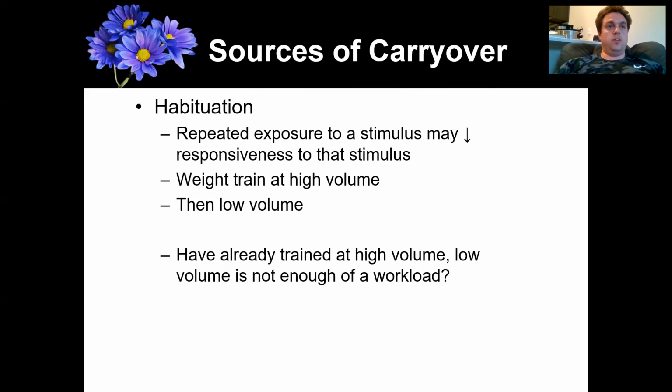If you're used to training at a high volume, meaning you do more sets and more repetitions of a certain exercise, and then you transfer over to low volume, so you're training less, well, you're going to be less responsive to training overall. Going from a more involved training program to a less involved one is going to make you less responsive than you might normally be, because you've already adapted to training at a higher volume. To go and do less than that is going to make you less responsive than if you had just started out with low volume.